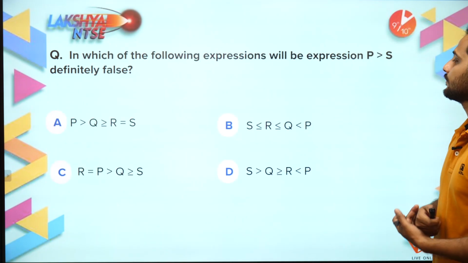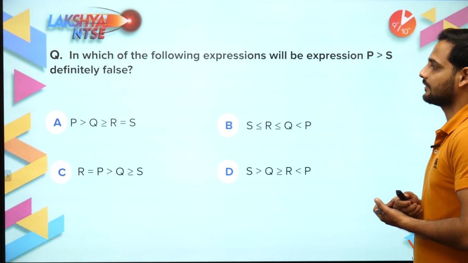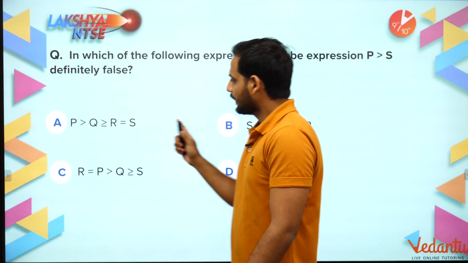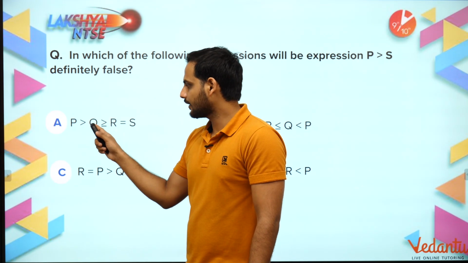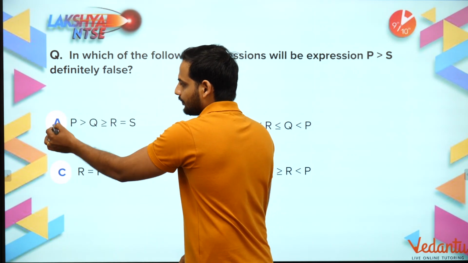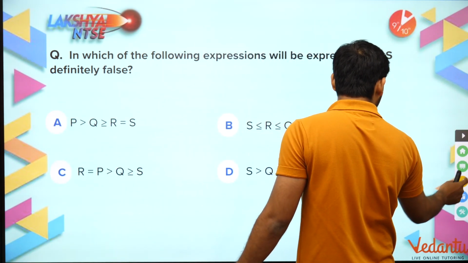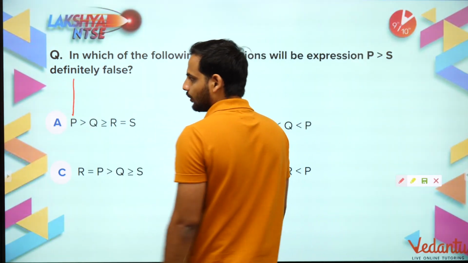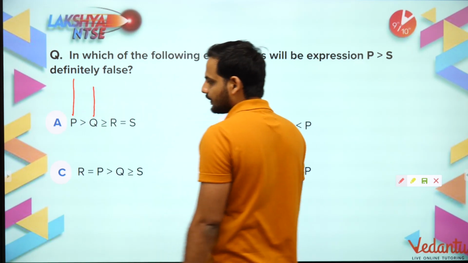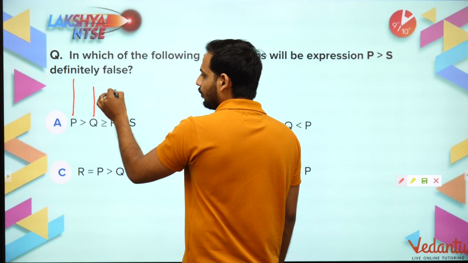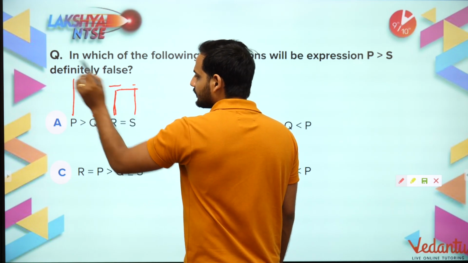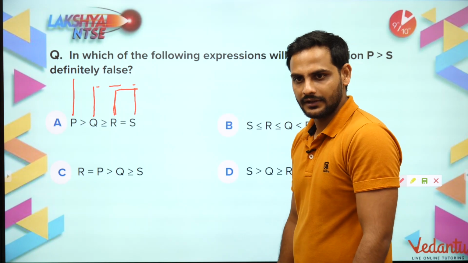In which of the following expressions will the expression P greater than S be definitely false? So you have to see where I can say P should be greater than S. Now see here, R is equal to S. R is less than or equal to Q. So P is the largest among them all. Okay, you can understand it in this way also. See, P is the largest among them all. Q has to be less than it. R can be equal to or less than Q, and S and R are equal. So I can definitely see here that P is greater than S. Correct? P is greater than S.